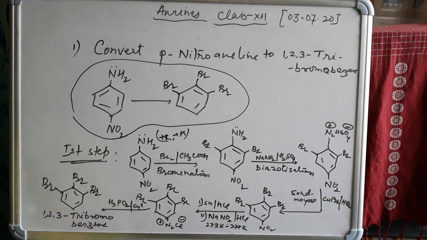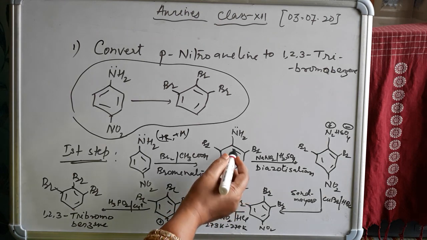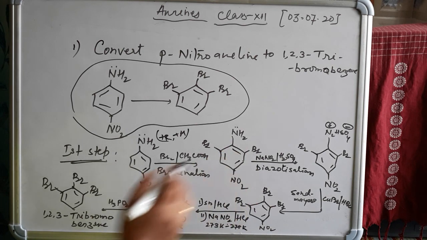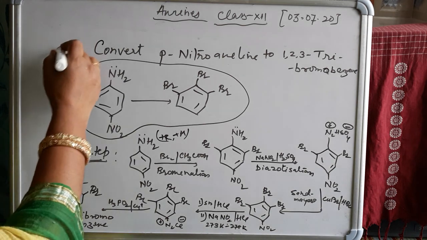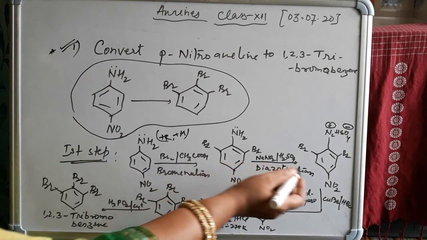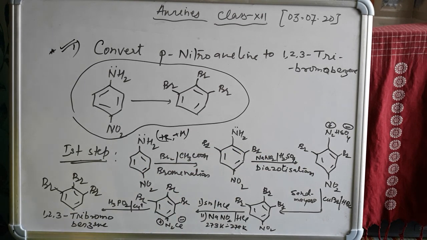So now we have 1,2,3-tribromobenzene. Here the name you can easily write is 2,6-dibromo-4-nitroaniline. It is very important, given in your NCERT book. Either it will be given by A, B, C, and this reagent given, so you find out the product by identifying which reagent is present. Now we'll discuss the next conversion, students.